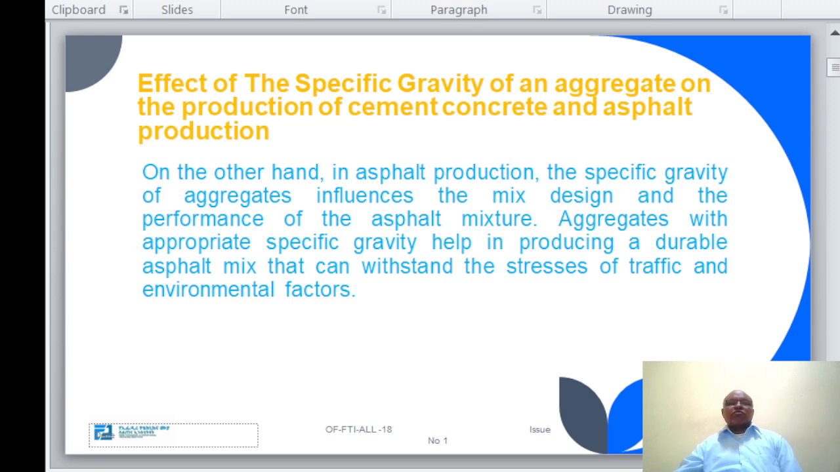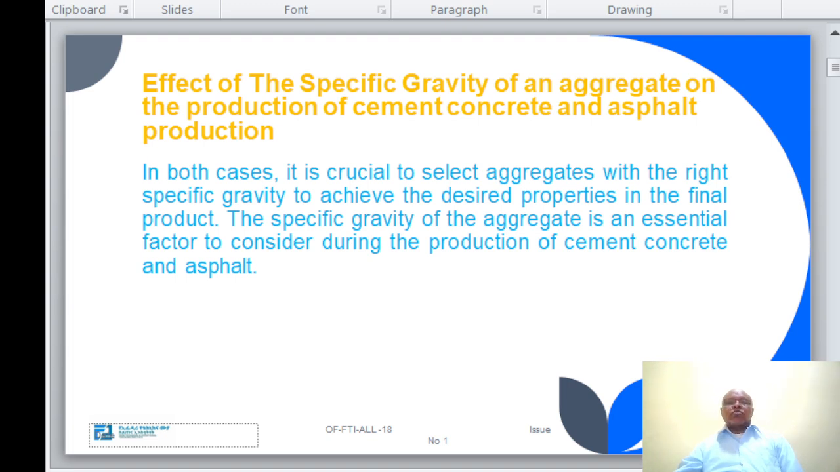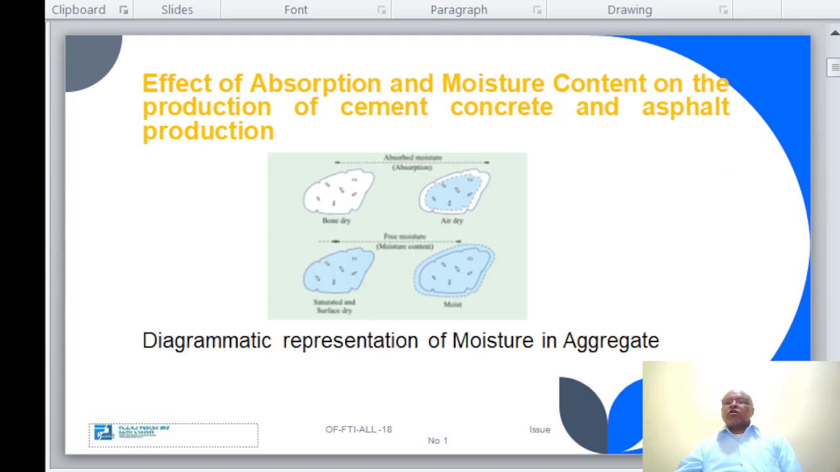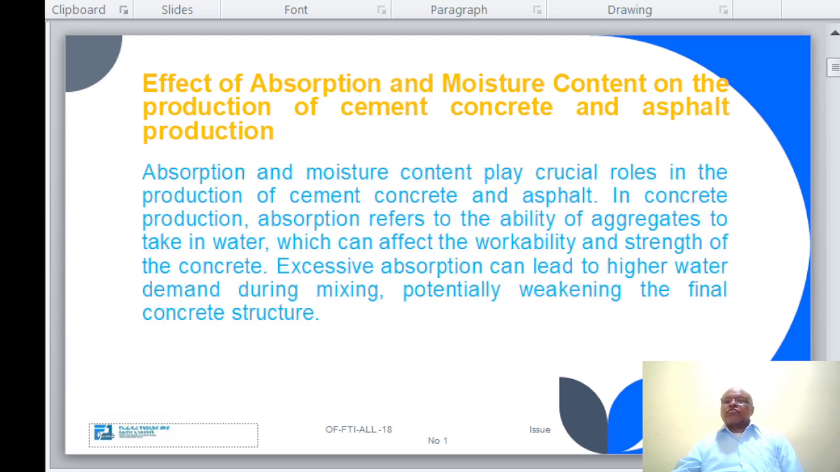In conclusion, the specific gravity of the aggregate has a significant impact on both concrete and asphalt production. By carefully selecting aggregate with appropriate specific gravity, construction professionals can ensure the durability, strength, and overall performance of their concrete and asphalt structure. Now let us proceed to the effect of absorption and moisture content on the production of cement concrete and asphalt production.